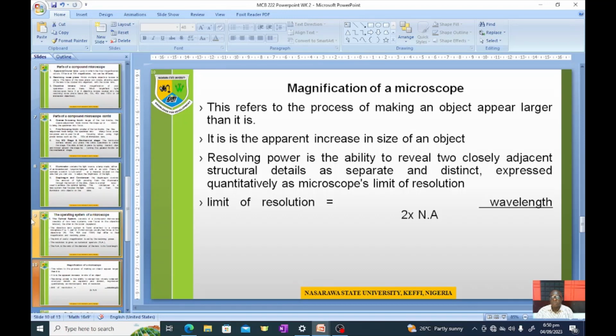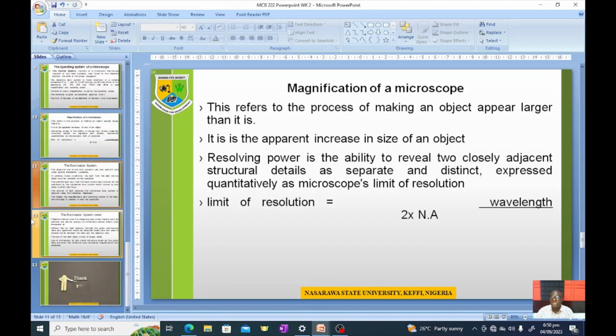And so the limit of resolution of a microscope is calculated as the wavelength of light divided by 2 times the numerical aperture of the lens of the particular microscope in question. The NA is labeled on the objective.